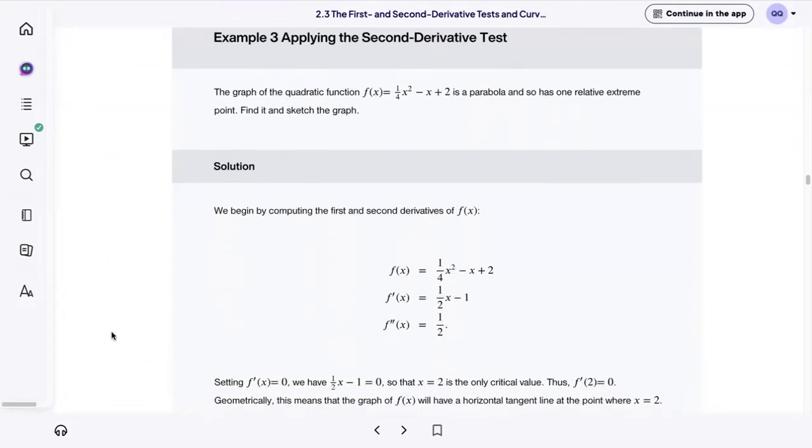So let's see this one. The graph of this quadratic function is a parabola, an upward parabola, right? Because you see the number before x squared is positive. It has one relative extreme point. So find it and sketch it. When you take the first derivative, oh, actually we did already here. Take the derivative, so we get 1/4 times 2, which is a half, then x raised to 1, then minus 1. Right? The second derivative is just a half.